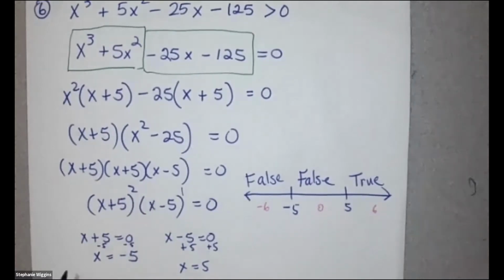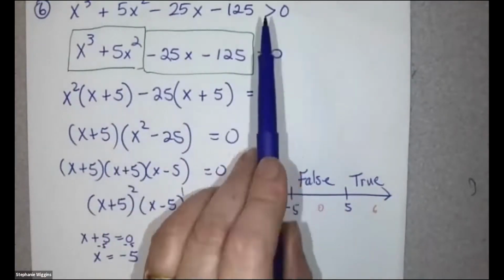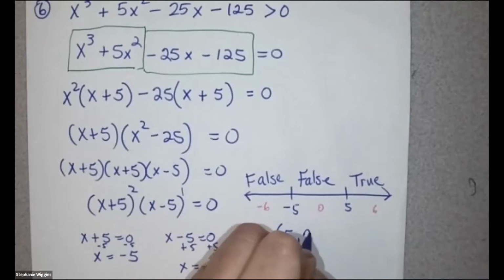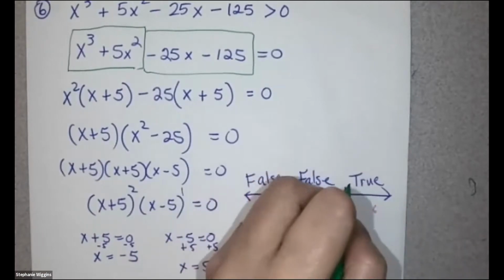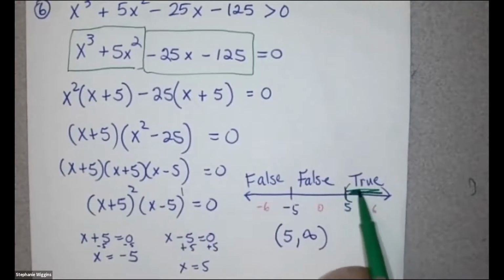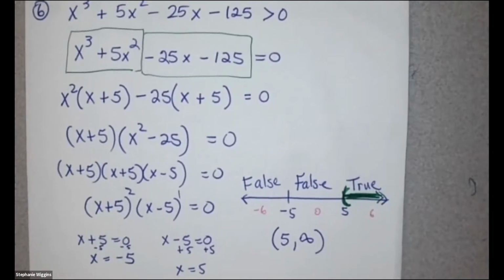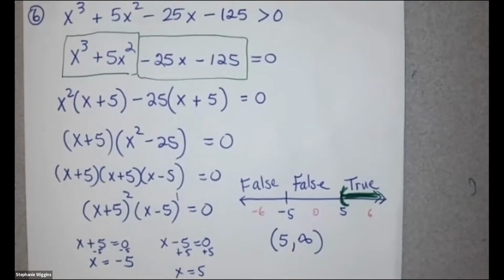So since we're strictly greater than 0, we're not including 5. So 5 to infinity, this region right here, is the solution set. Okay, from 5 to infinity. So let's take a look at the graph.